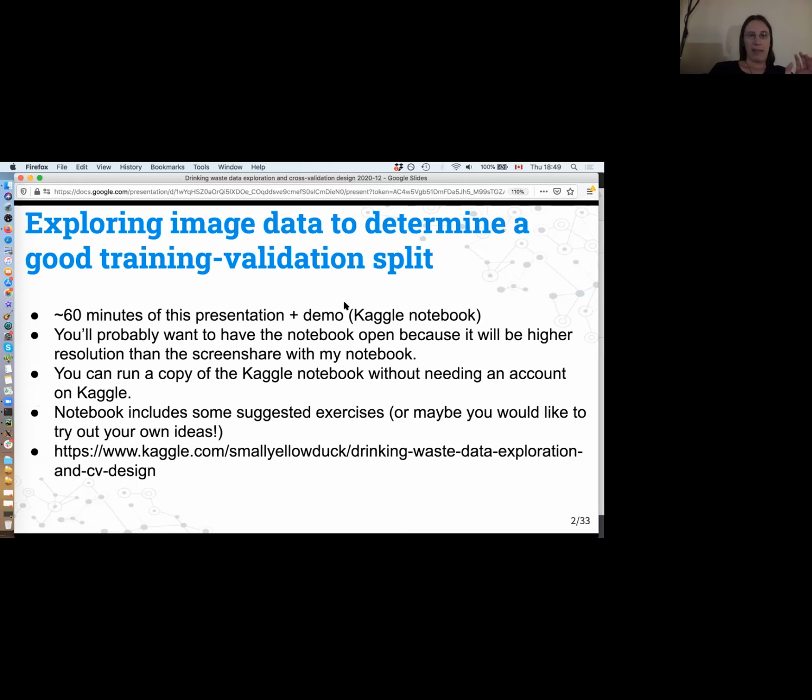So yeah, presentation plus Kaggle notebook. If you want to have the notebook open, then you don't have to squint at my tiny screen share. You can run a copy of the Kaggle notebook without needing an account on Kaggle. And the notebook has some suggested exercises. So if you want to think about things a bit more carefully, the exercises have a range of abilities, but there's some that are easier than others if you wanted to give them a go.